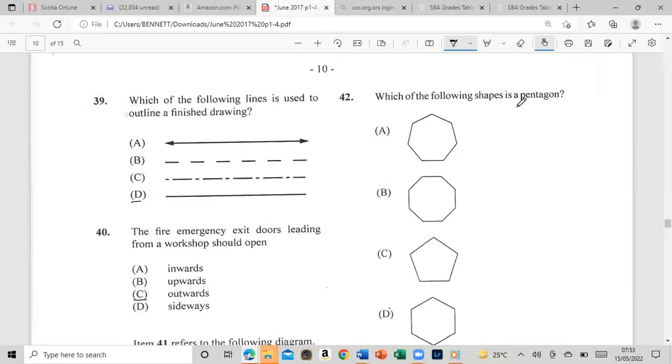42, which of the following shapes is a pentagon? So a pentagon is a 5-sided figure. So 1, 2, and 42 would be C. A pentagon has 5 sides. All right, so let's move on to 43.